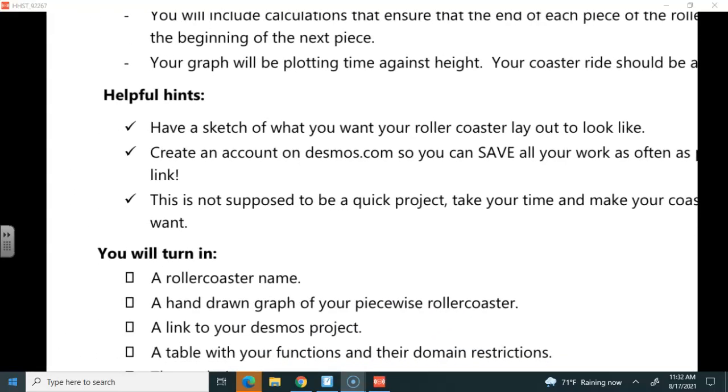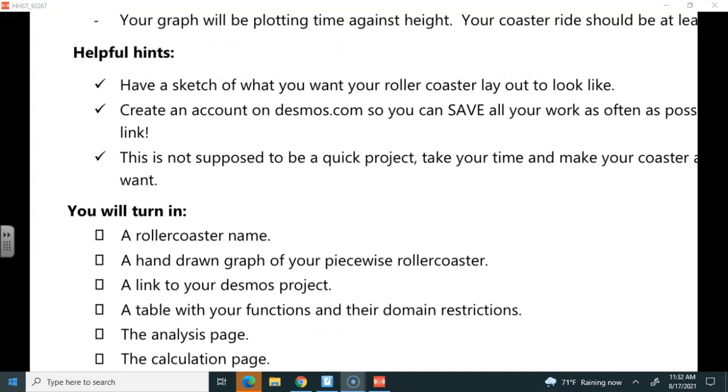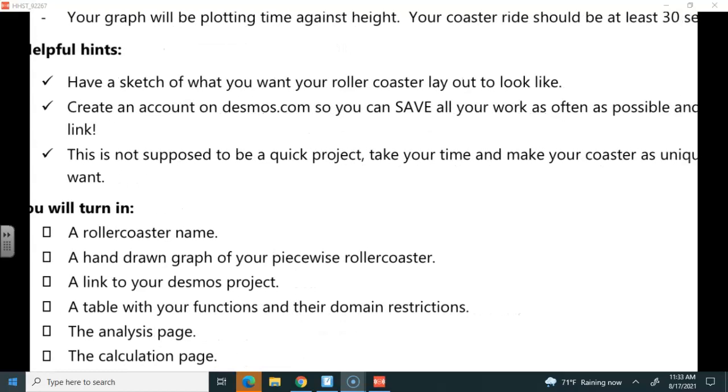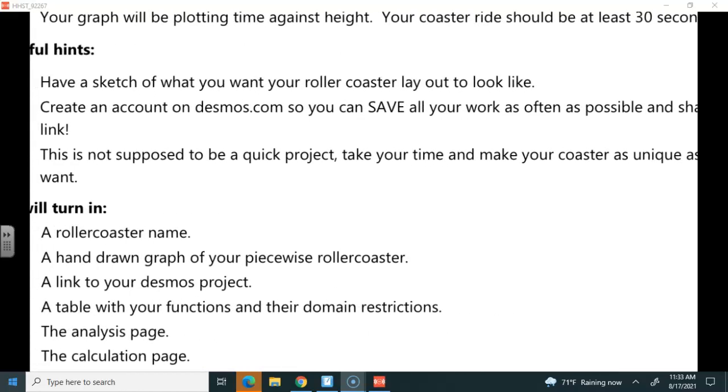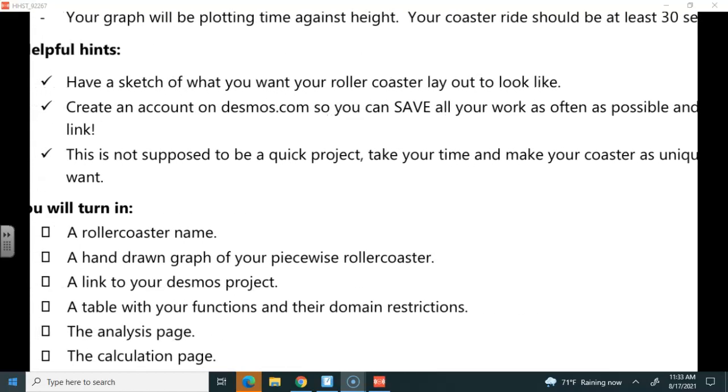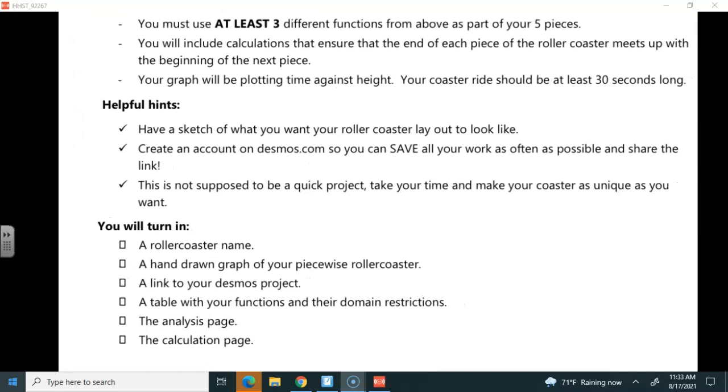All right. You should have a sketch of what you want your roller coaster layout to look like. We will give you graph paper. Create an account on Desmos so you can save all your work as often as possible, and you're going to share that link with me. This is not supposed to be a quick project. We've given you a couple days in class, and you will have about 3 or 4 days until it's due after your days in class.